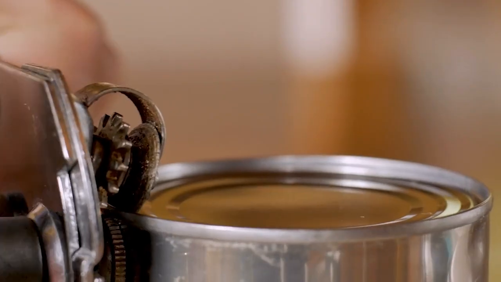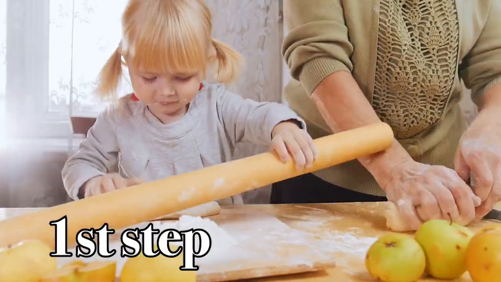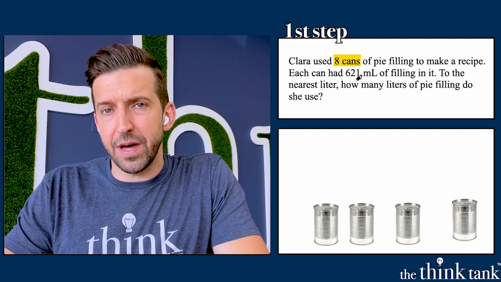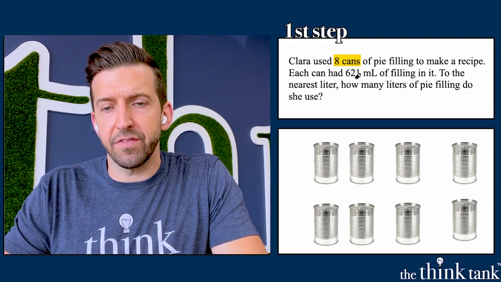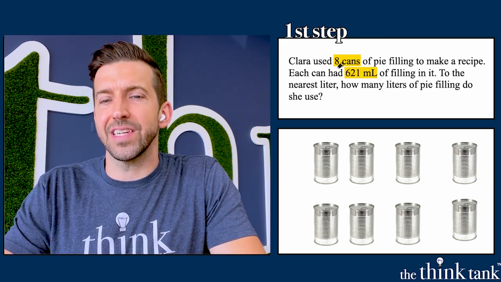Let's go. Okay, this is one of those problems that has multiple steps. And the first big step that we're going to need to figure out is, if she's using 8 cans of this pie filling, how many milliliters is that? That's the first big step we're going to have to figure out. Each one of these cans is 621. We're going to have to figure out how many total milliliters in 8 cans of it.